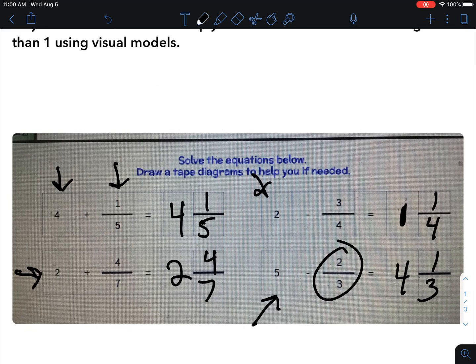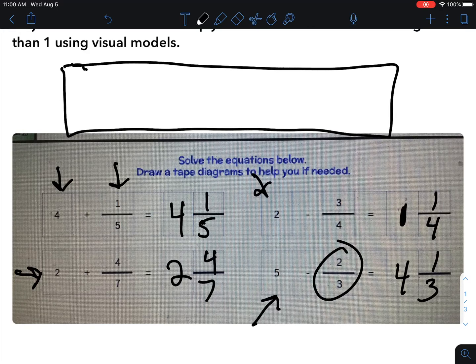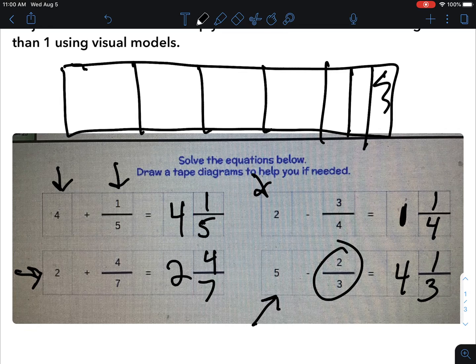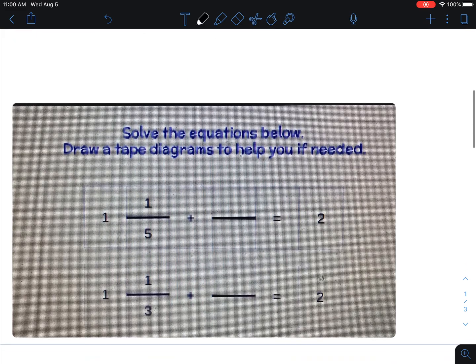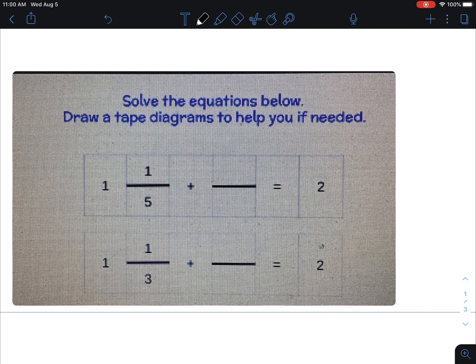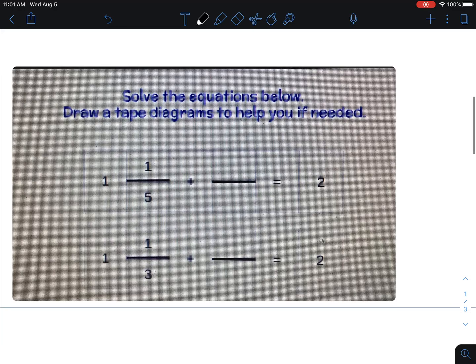Hopefully you got that. If you did it with a tape diagram, it's really similar. Remember, I draw the tape diagram for my whole number. And I have to take away 2/3, so that last piece has to be divided into thirds. I take away 2 of them, and I end up with the same answer, 4 and 1/3. All right. Second type of problem you're going to have is going to be adding something to a mixed number to get it to the next whole number.